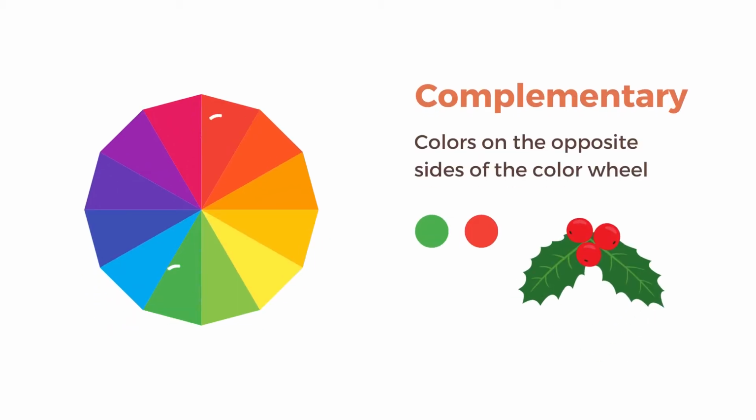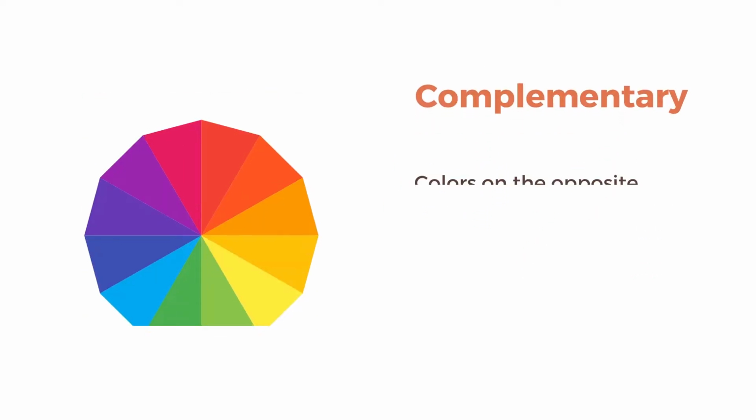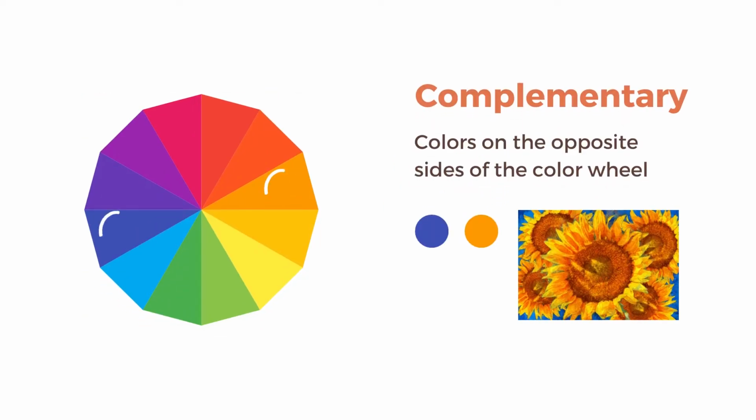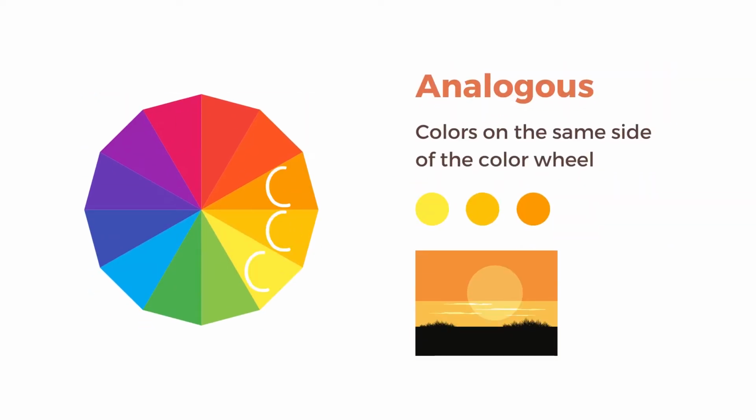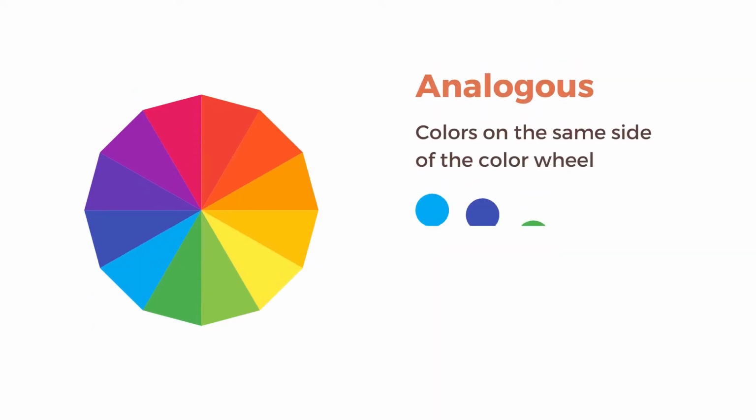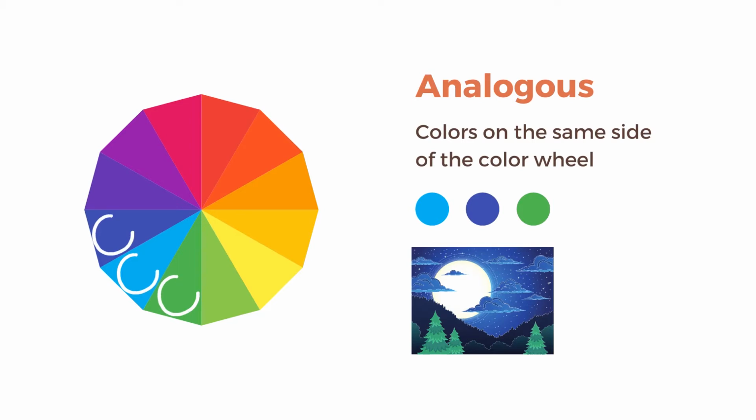Complementary colors are selected from opposite sides of the color wheel, like the classic red and green or blue and orange. An analogous color scheme makes use of the colors that are beside each other on the color wheel, like yellow, yellow-orange, orange, or blue, blue-green, and green.